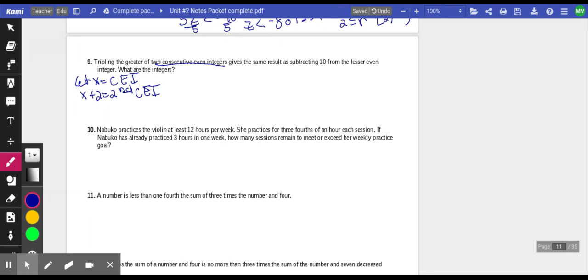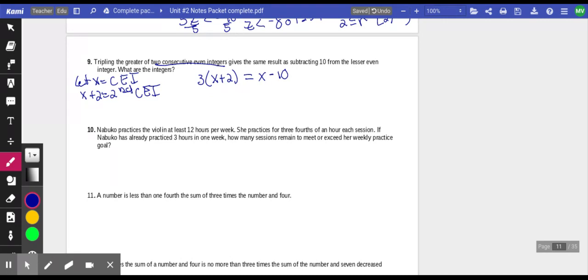Tripling the greater. So the greater one is the x plus 2. So tripling that means 3 parentheses x plus 2 gives, that's another way of saying equals, the same result as subtracting 10 from the lesser. So the lesser integer is x, and I'm subtracting 10. So my equation is 3 parentheses x plus 2 equals x minus 10.